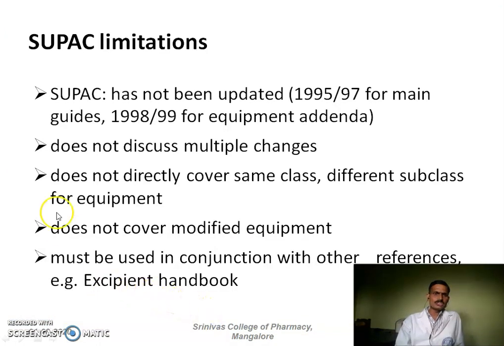So what are the limitations? It has not been updated. Okay, they were published in 1995, 97, 99. It does not discuss multiple changes. It does not directly cover the same class, different subclass of equipment. It does not cover modified equipment. It must be used in conjunction with other references like the excipient handbook or any standard reference books.